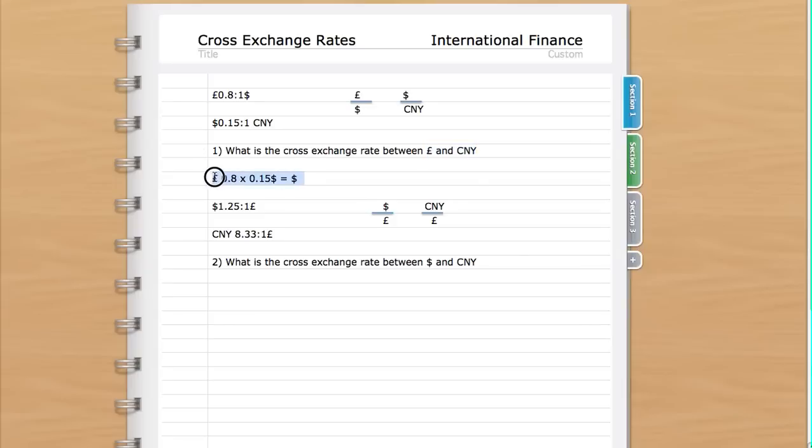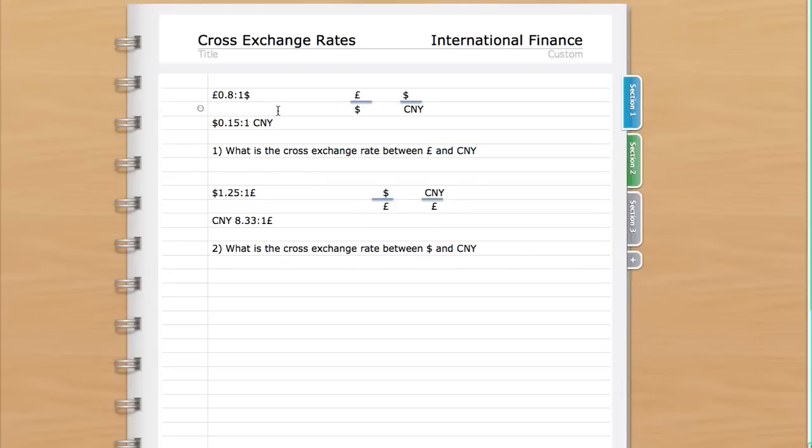So how do we work out the cross-exchange rate? Well, it's quite simple. You either have to times or divide. So how do you know when you have to do which? Well, you look at it like this. Here we have the pound as a numerator and the dollar as a denominator. In the second given currency quotation, we have the dollar as the numerator and the yuan as the denominator. Now we know we have to times because no two same currencies are either on top or at the bottom. Therefore we have to times.